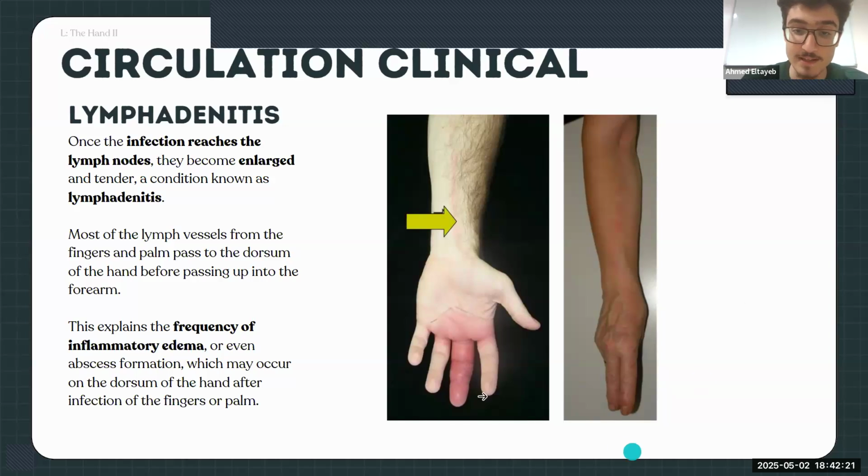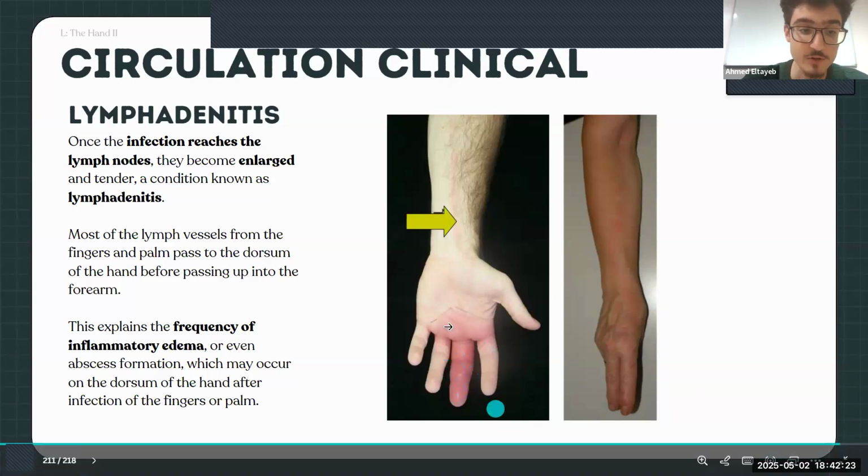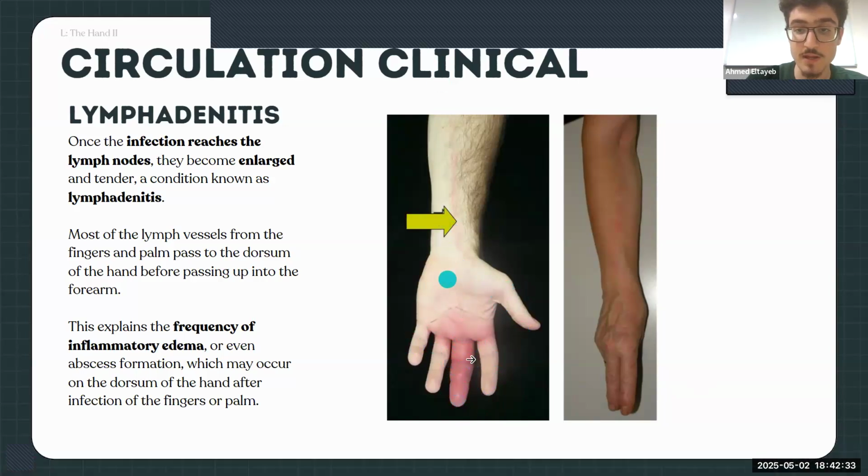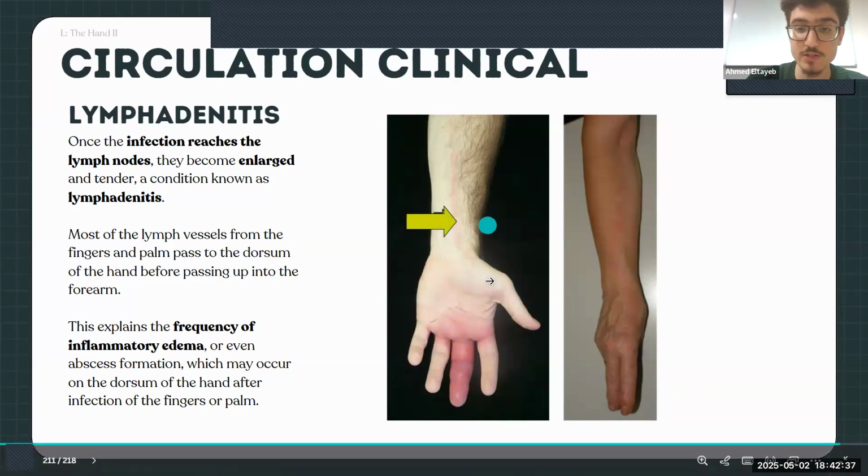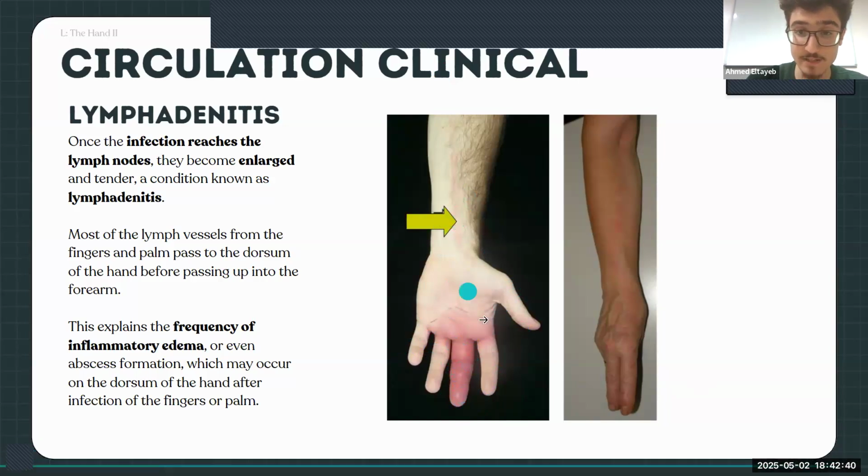So you can clearly see this finger is inflamed, you have probably an infection over here. And if you remember, the middle finger wasn't one of those fingers that would end up in the forearm. This one, because it's the middle finger, would drain into the basilic, it will follow the basilic vein and then into the lymph nodes. But over here, we're going to have some inflammation and tenderness, and we call this condition lymphadenitis.